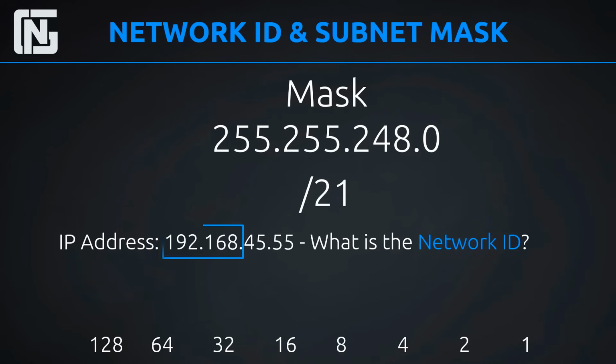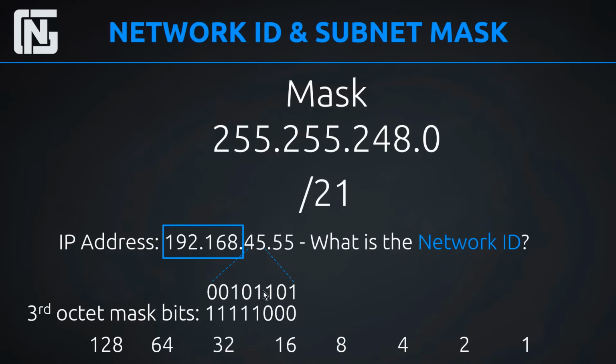Well, we know again that 192 and 168 will be used in the network ID because we have all 255s in the mask portion of those 2 octets, right? So now we need to look into the 3rd octet here, and we need to break it out into binary. When we break it out into binary, we see it's 00101101. And then when we put that up against the mask in the 3rd octet, we see that these are the only numbers that should match right here.